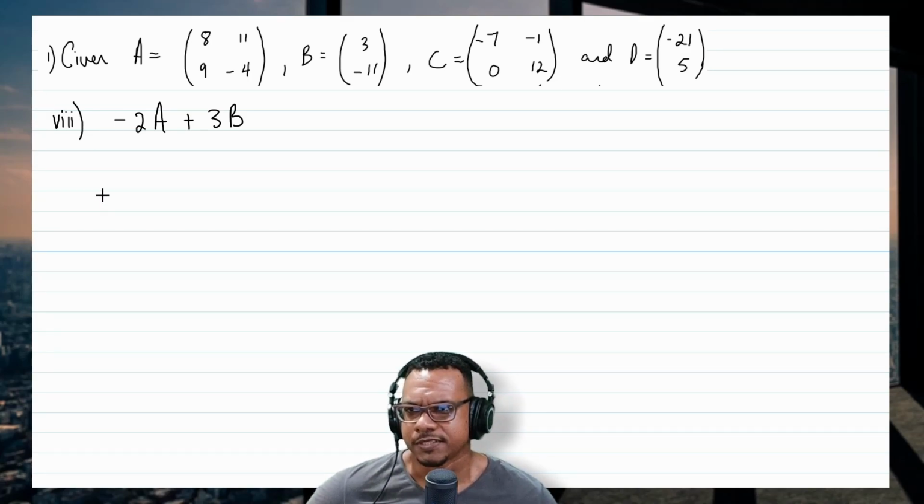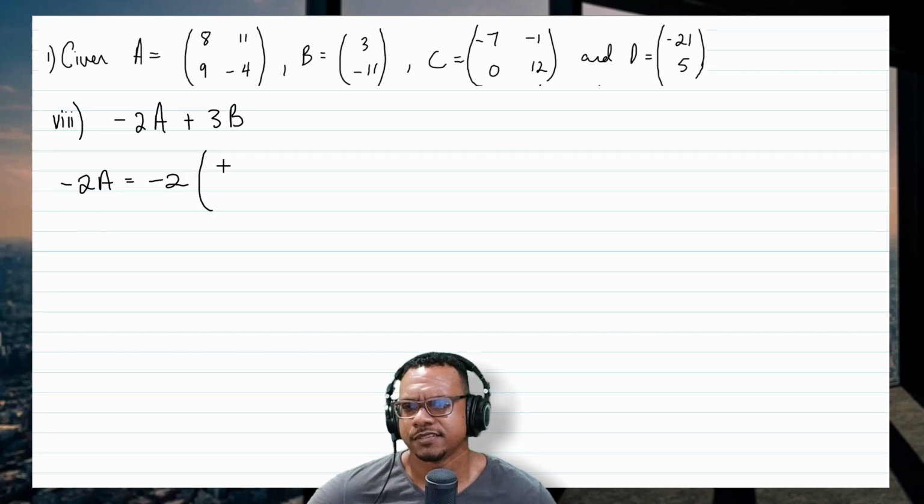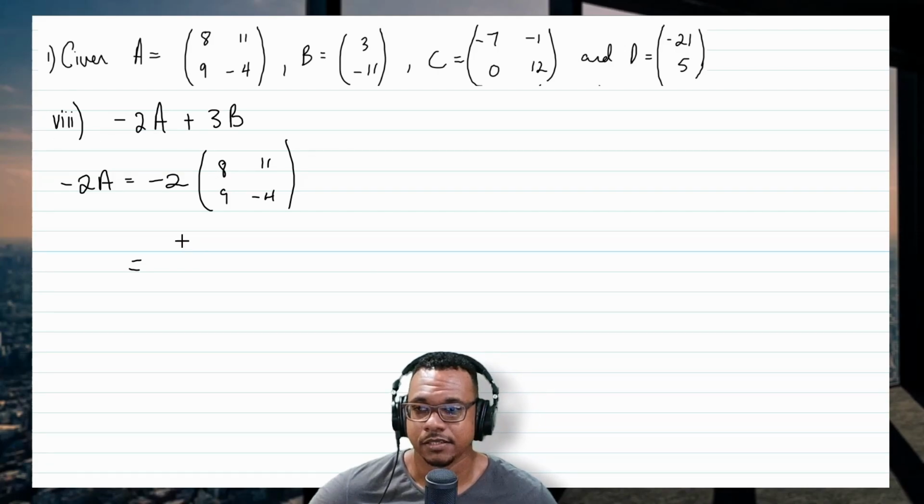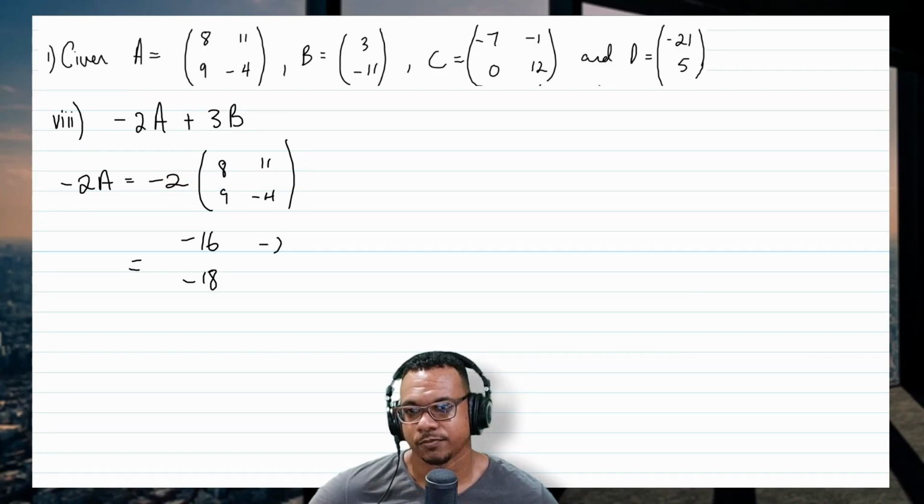So for this question, first I'll work out what is negative 2a. Negative 2a is equal to negative 2 times 8, 9, 11, negative 4. I don't want to write out the whole multiplication, I just multiply it. Negative 2 by positive 8: signs are different, so you get a negative answer. 2 by 8 is 16, so negative 16. Negative 2 by positive 9, you get negative 18. Then negative 2 by positive 11, you get negative 22, since the signs are different.